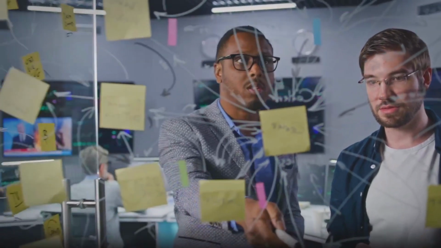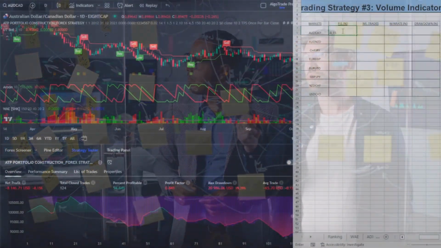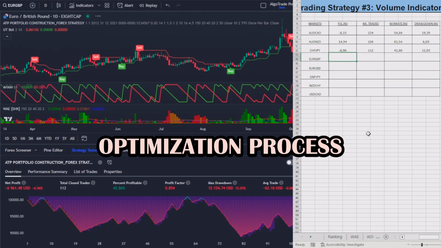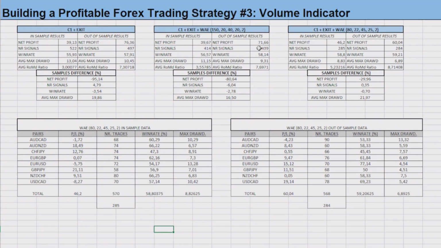But before that, for those who really want to participate in this series and test this strategy to use it in the future, let me tell you that after the big optimization process that I carry out off camera, I find out that the best settings to use with the volume indicator Waddah Attar Explosion are 80, 22, 45, 25 and 2. As you can see here, the results got even better and more consistent.